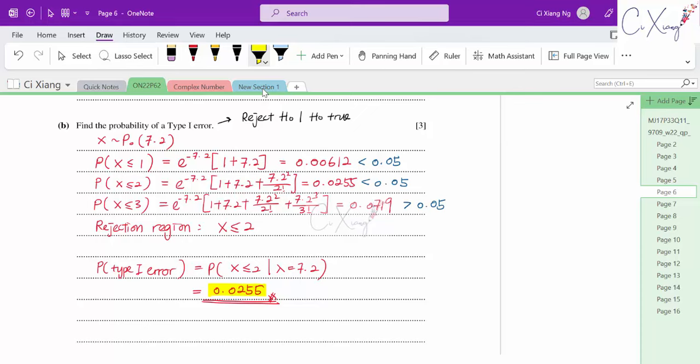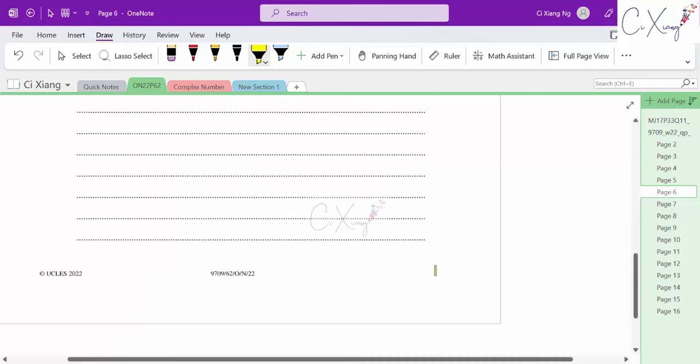Okay, so this is how we calculate the type 1 error. Before that, we need to find out the rejection region first. For this question, the rejection region is not provided, therefore you have to test it one by one, right? Then let's proceed to part number C.